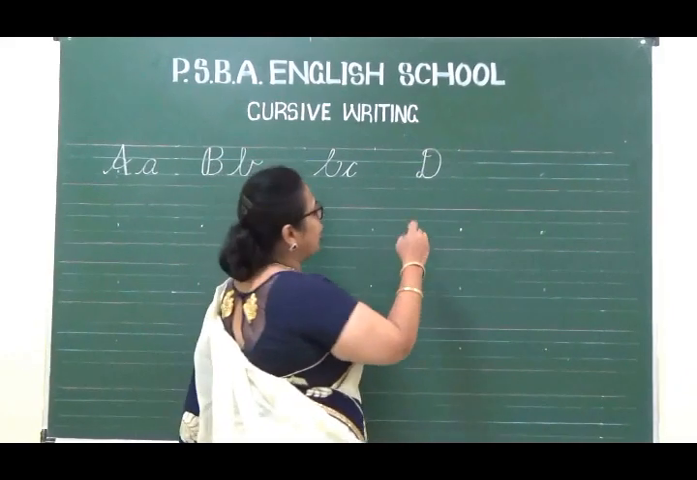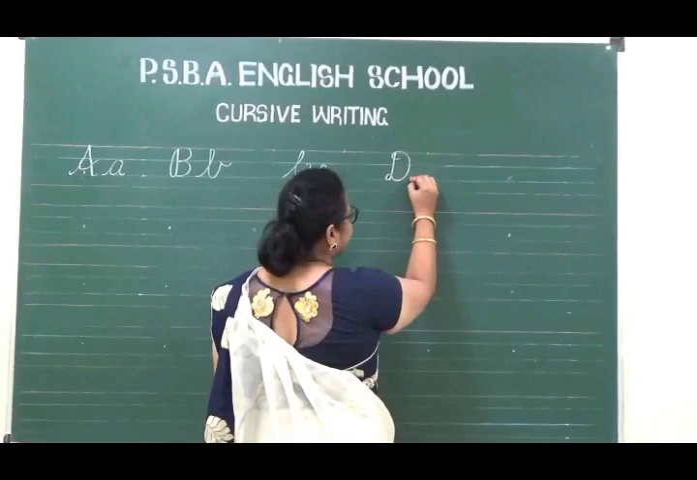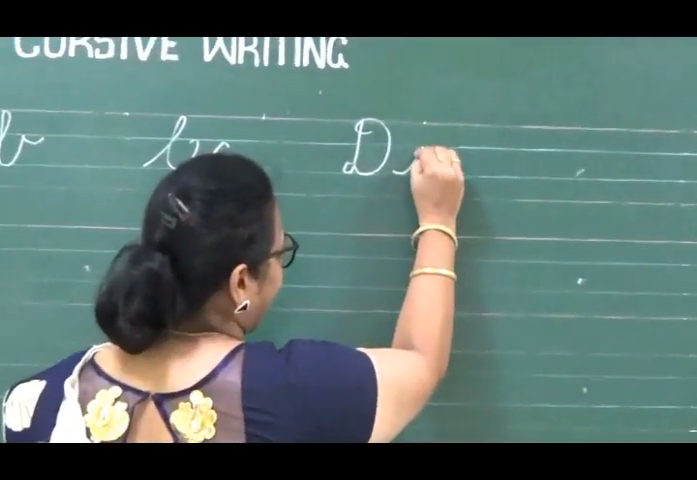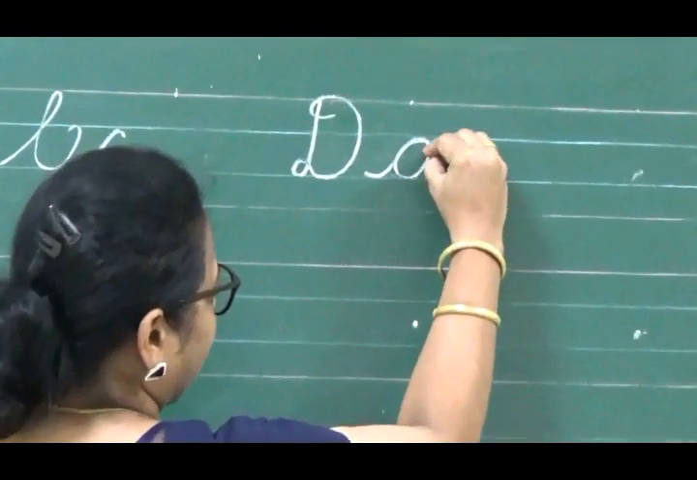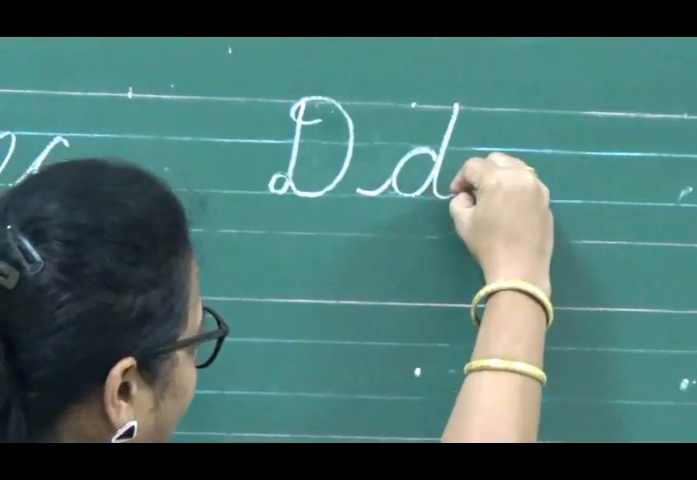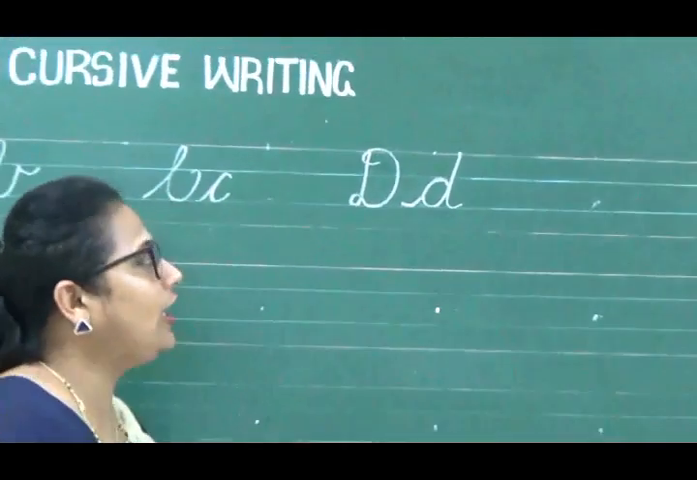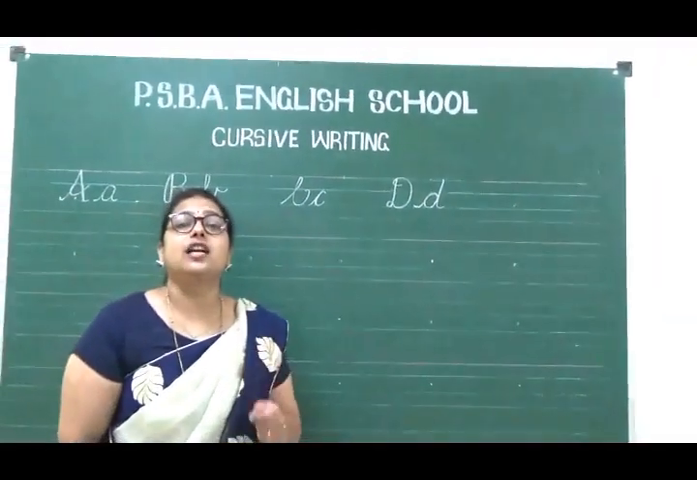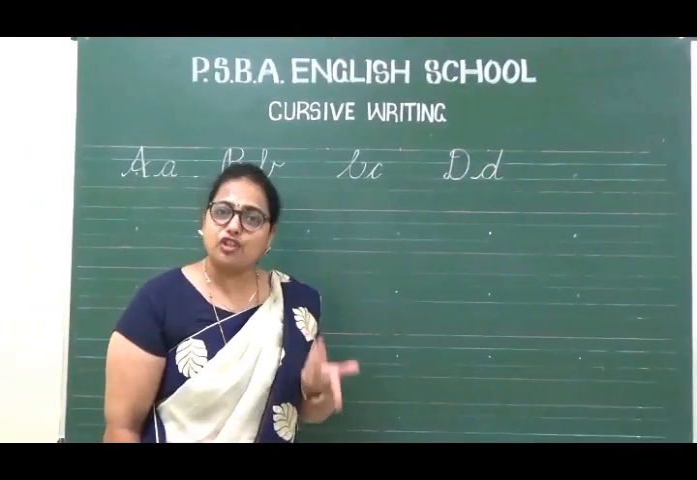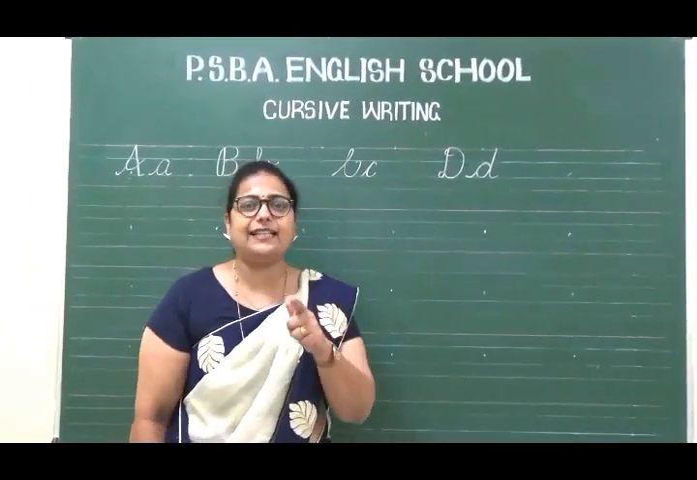Now we'll write a small d, children. It is like this. From third line till second line, you have to draw a circle. You have to go up, come down, and a small curve. This is small d. And D says D. D for dog, D for doll. Yes, very good. Now next letter is E.